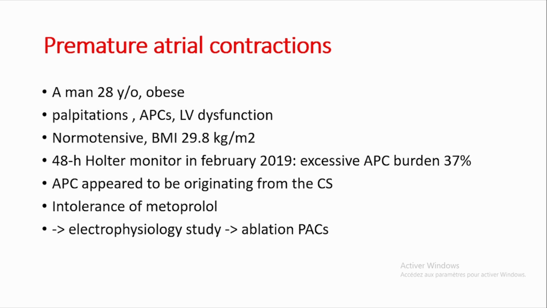Let's start with this case of a 28-year-old man who is obese. He presented with palpitations. On ECG there is premature atrial contraction. On echocardiography there is left ventricular dysfunction. He was normotensive with a BMI of 29. The Holter shows an excessive APC burden, 37%.